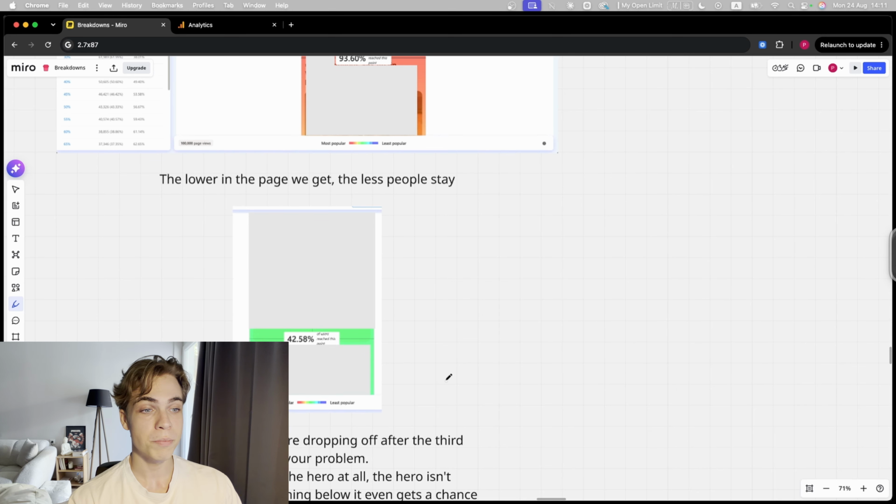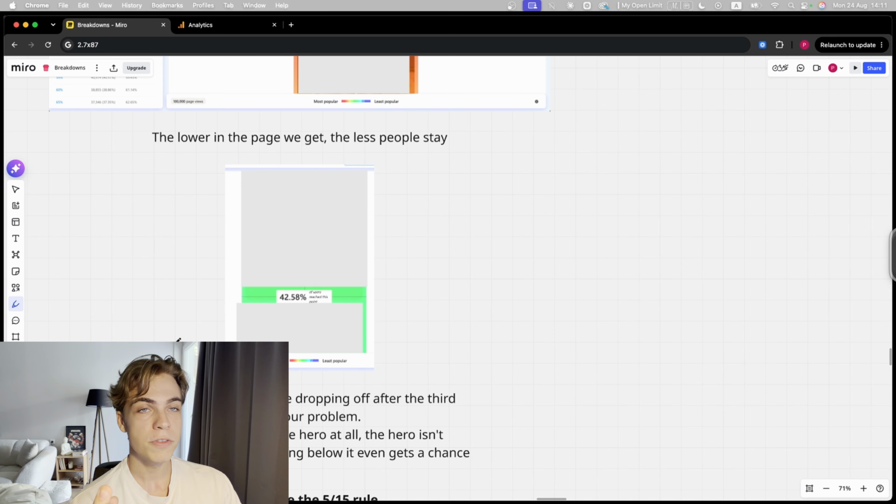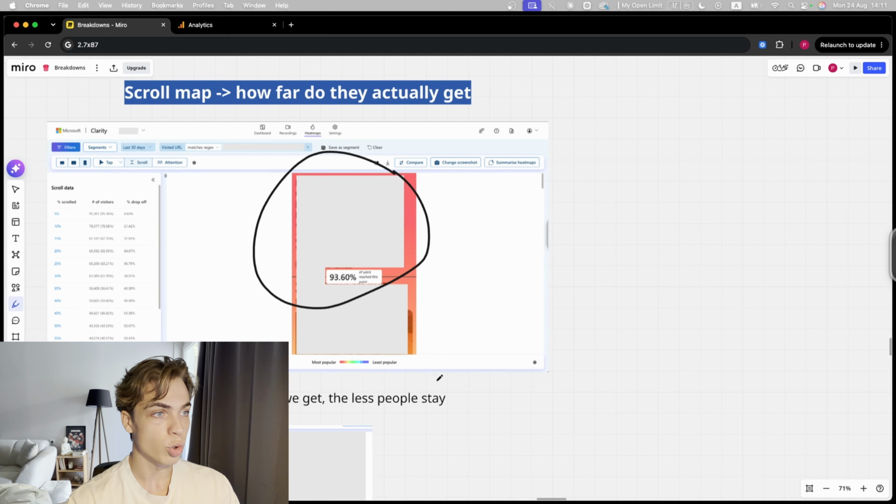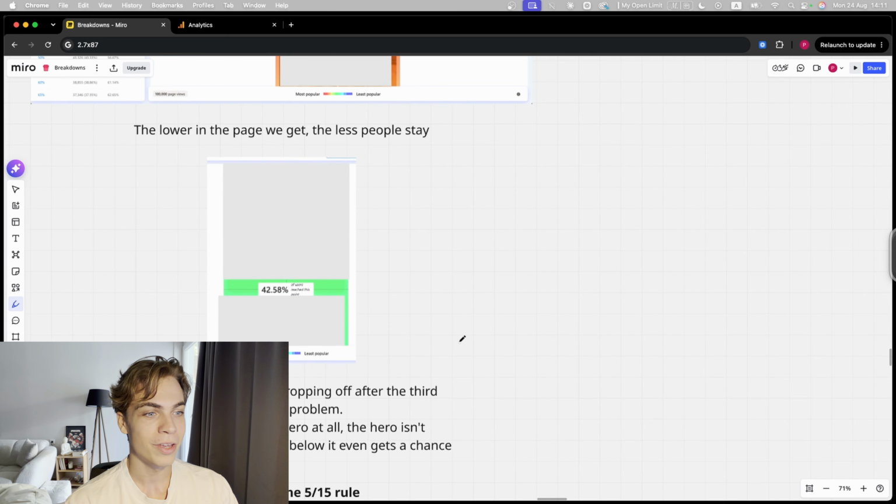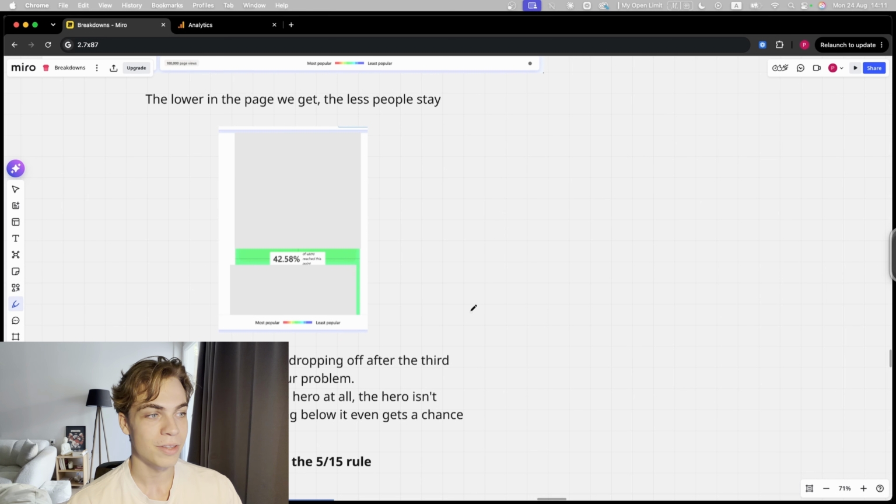Now, if you can see that visitors are dropping off after the third section, you know the third section is your problem. If they're not scrolling past the hero, then you know the hero is the problem, and that it's not convincing enough, and nothing below it is ever going to get a chance. This can tell you very fast which sections are your problem.